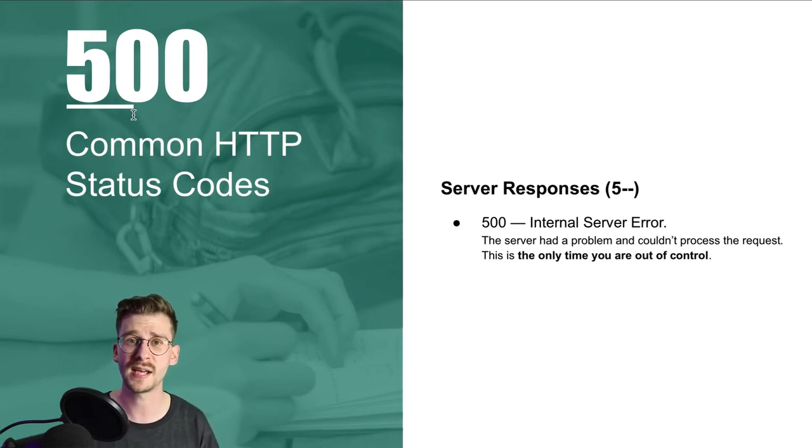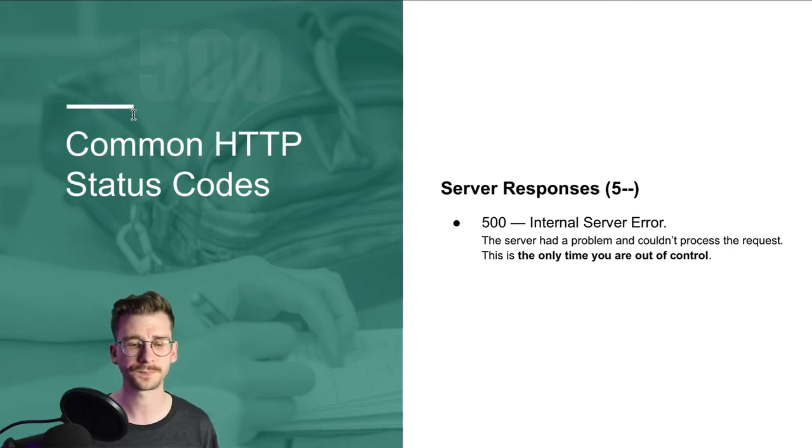So if you get a 500 status from Facebook or Google or Twitter or Instagram or anyone else, that means something on their end is wrong. You didn't do anything to break it. They did. And there's nothing you can do about it. This is probably the worst one because you are absolutely out of control.